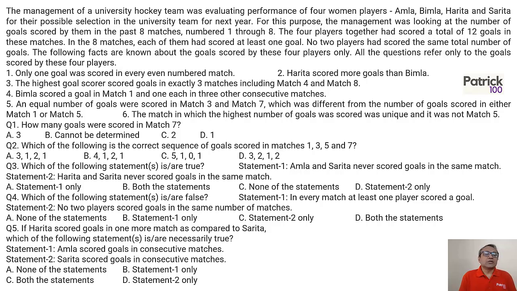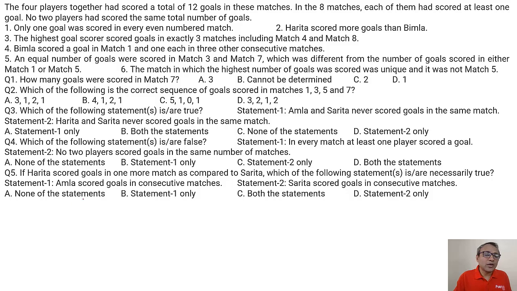If you look at this question, it is basically a logic-based question, and you realize that you have to draw a table because you have Amla, Bimla, Harita, Sarita, 4 people. And there are 8 matches, 1, 2, 3, 4, and they have scored goals in each. So once you understand this, you also understand the table that is to be formed. So I'm just drawing it separately. You have A, B, H and S, and the 8 matches. So first is the format.